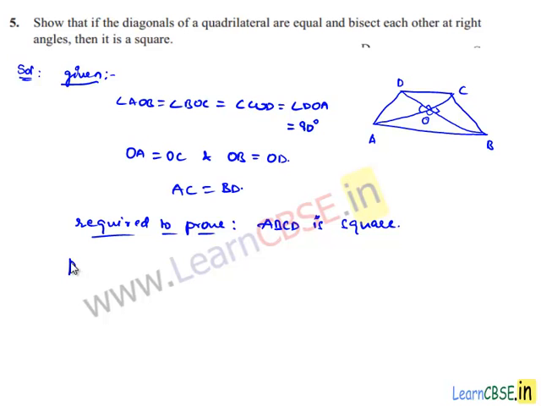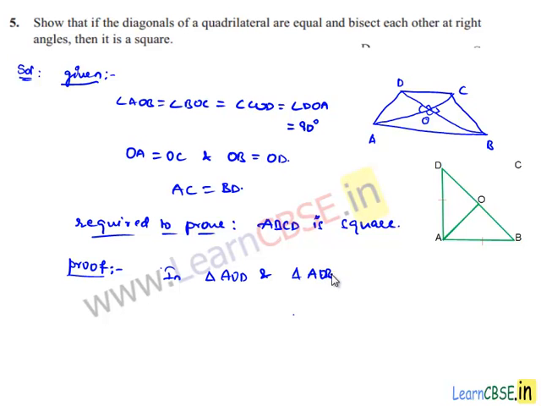Now let us move on to the proof. In the proof, let us consider the two triangles, that is, triangle AOD and triangle AOB. Angle AOD is equal to angle AOB is equal to 90 degrees, since it is given that AC and BD bisect each other perpendicularly, and OA will be the common side for both the triangles, so that will be equal in both the triangles.